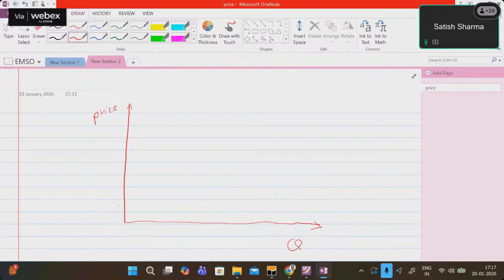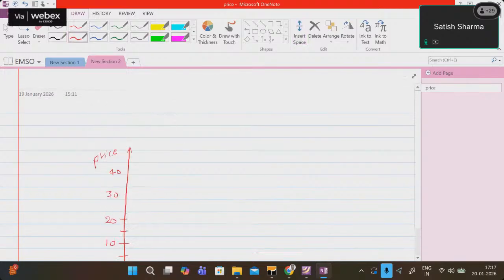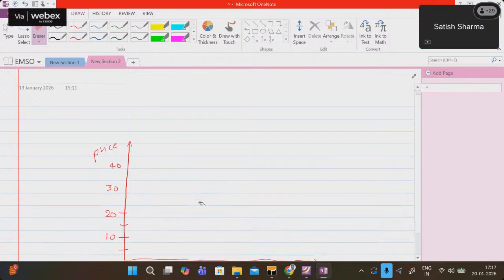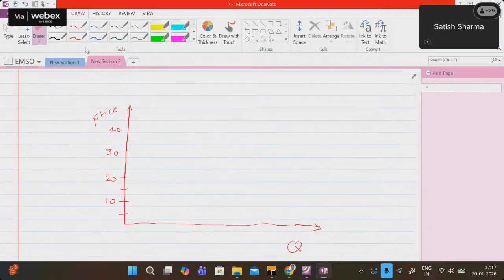So let's mark. Let's say this is 10, 20, 30 and 40. Let's keep it 10 here, 20, 30 and 40. Okay, and if I go back, extend the y-axis.